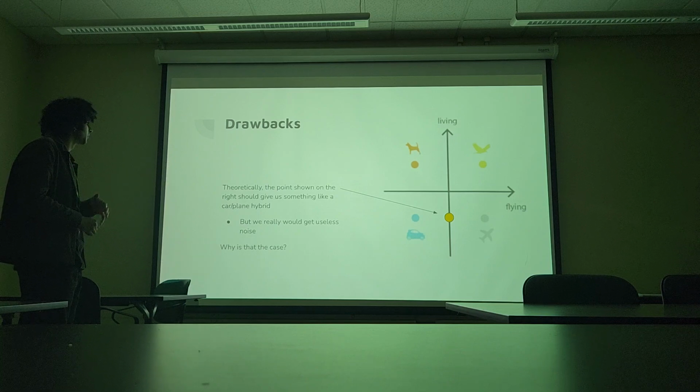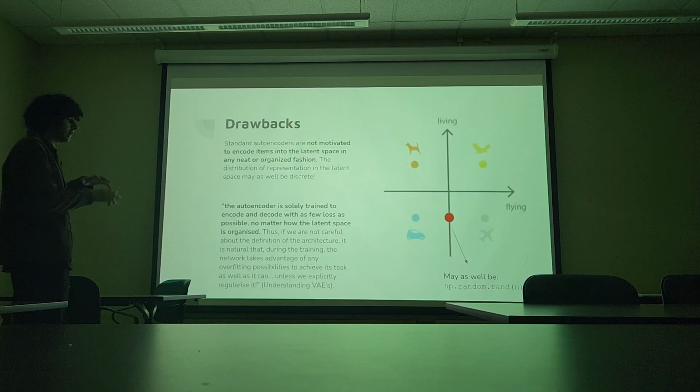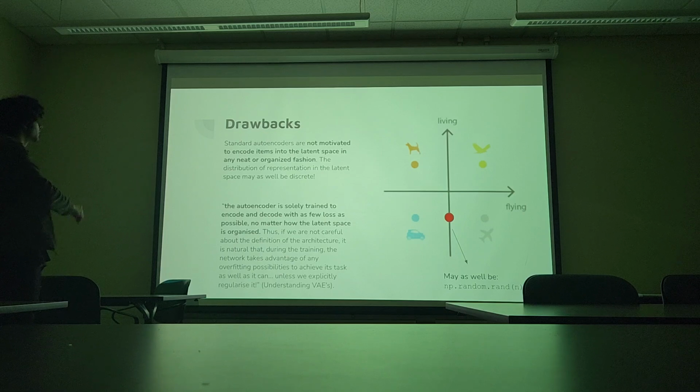right? But what we really get in this case, and just to answer your question, for a standard autoencoder, if you gave it that point, you would basically get noise. Nothing useful whatsoever. And why exactly is that? This is a lot of text, but I'll break it down and it should make a lot of sense. Standard autoencoders, like the one I showed you, are not motivated to encode items into the latent space in any fashion. They have no reason to actually get a representation or really understand that point because you never gave it data to do so or any motivation to learn what that point means. Why would it just think of a car plane hybrid? You're not motivating it to.